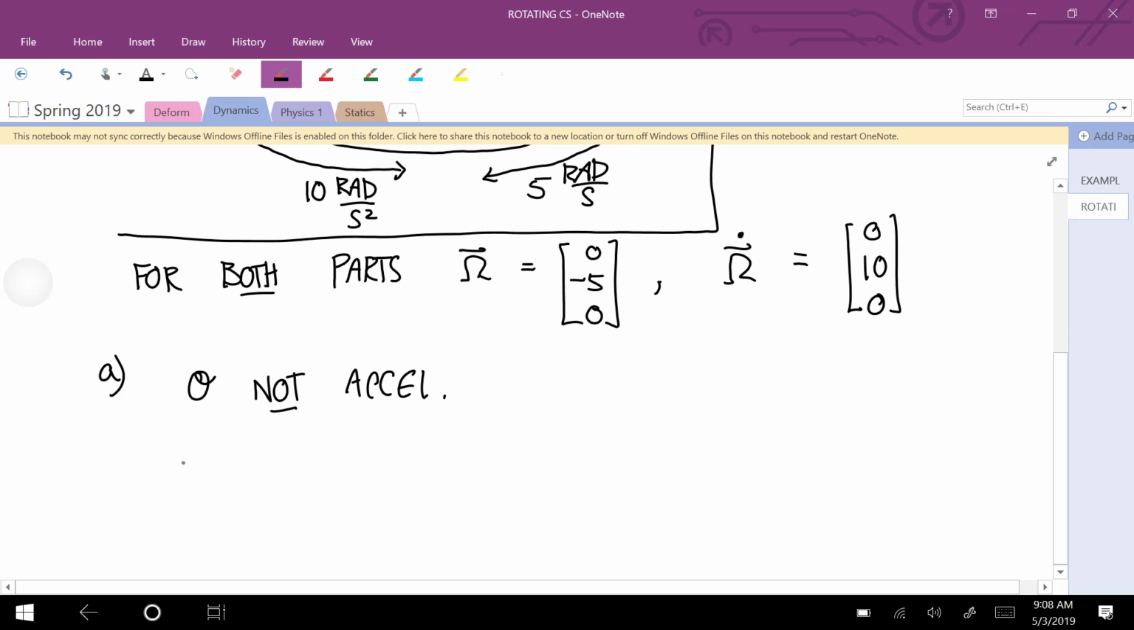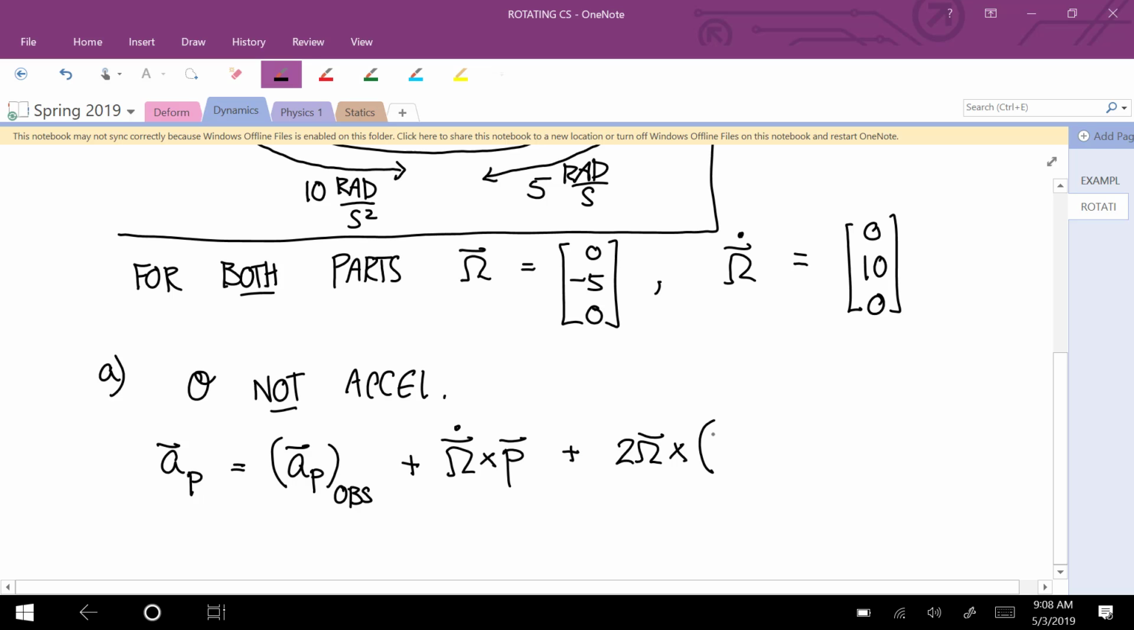And so we're just going to use the equation that says the acceleration of P is equal to the observed acceleration of P plus capital omega dot crossed with the position vector plus 2 times capital omega crossed with the observed velocity of P plus capital omega cross quantity capital omega cross P.